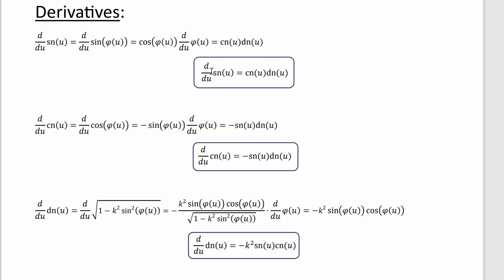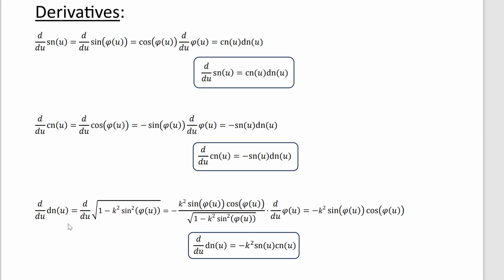So the derivative of sn u is cn u dn u, because sine phi is sn u, so that's easy, and the others are easy too. Derivative of cn u would be the derivative of cosine phi, which is negative sine phi, times the derivative of the argument, which is dn u. So we get that. And depending on how you want to define dn u, you can define it as this square root or get it from the property, but either way.